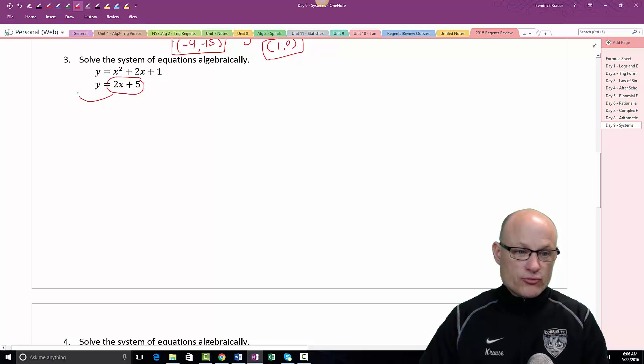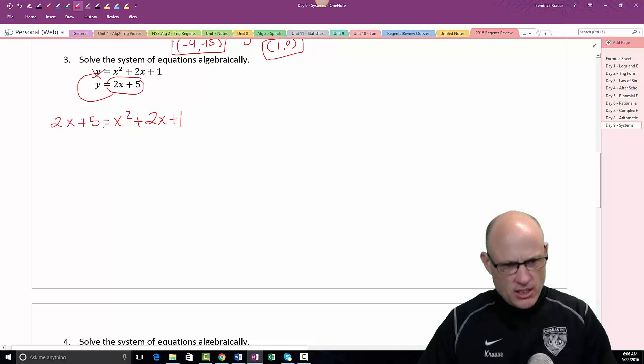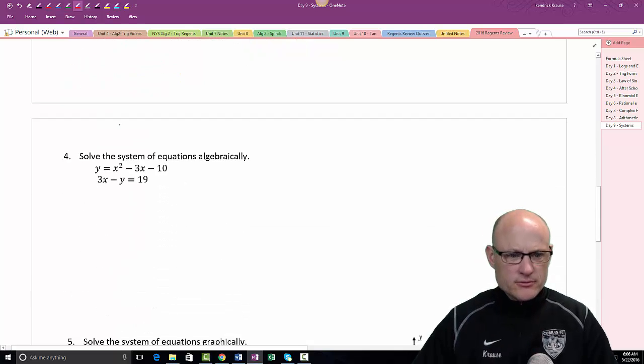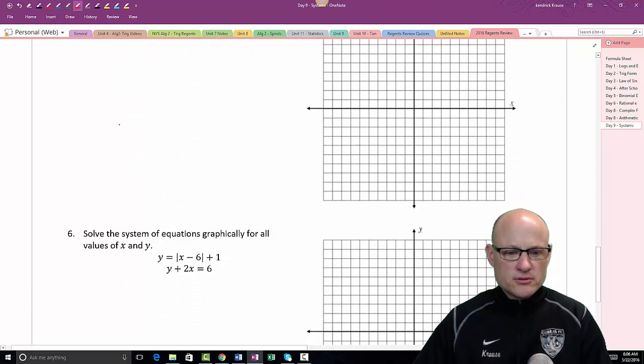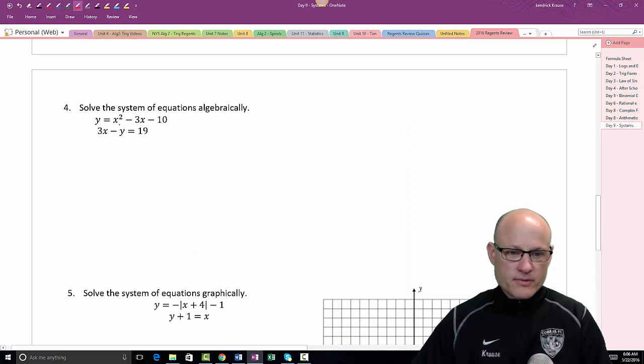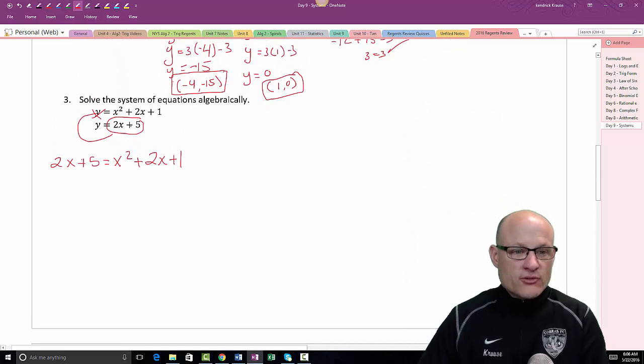Oh, this one's easy. You already have both of them set equal to y. That makes it even easier. I'm just going to take this and plug it in for that. So I get 2x plus 5 equals x squared plus 2x plus 1. Wonder why I didn't do that. So we'll subtract 2x, subtract 5. We get 0 equals x squared.